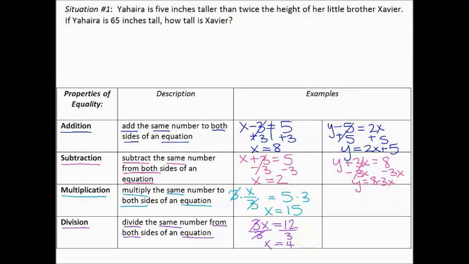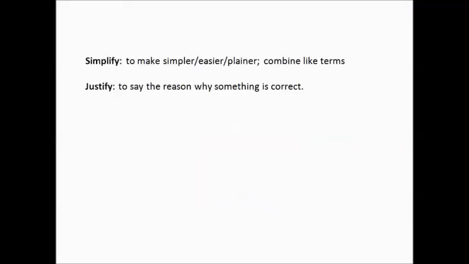We use these properties to simplify and justify equations. So let's take a look at what these words mean. To simplify an equation is to make it simpler, easier, or plainer. Okay? When we simplify an equation, we combine like terms.